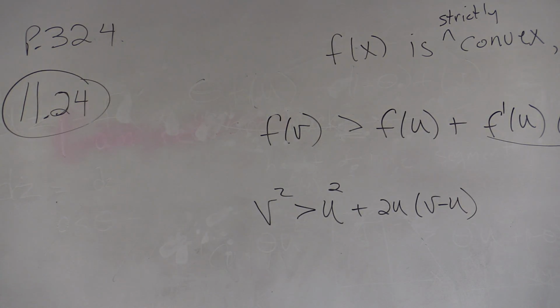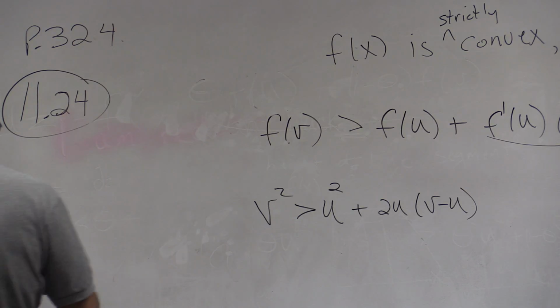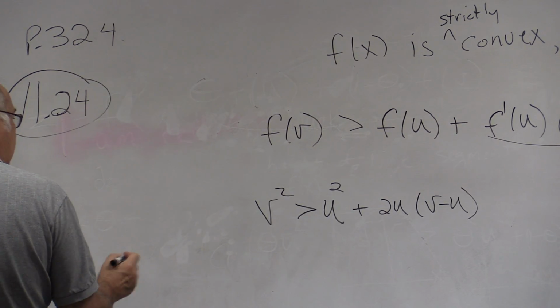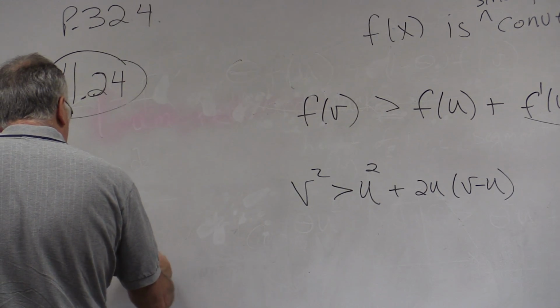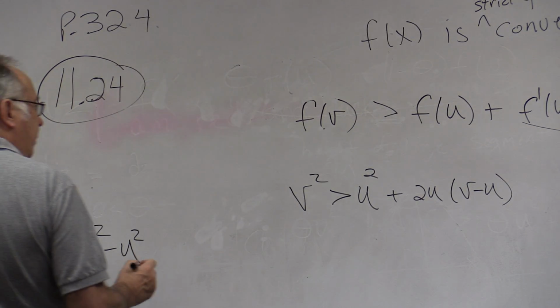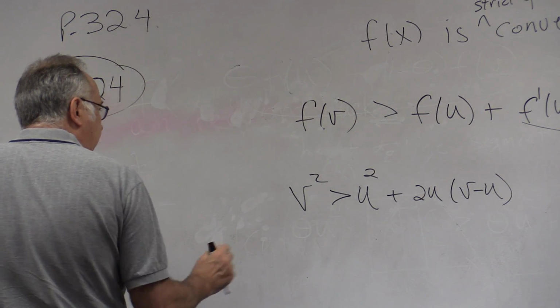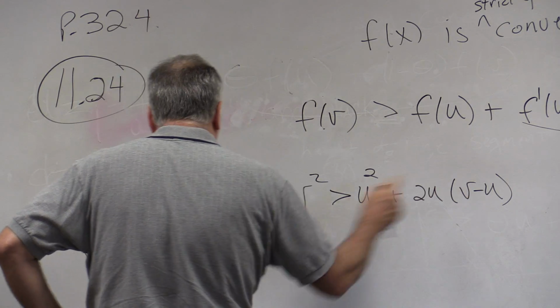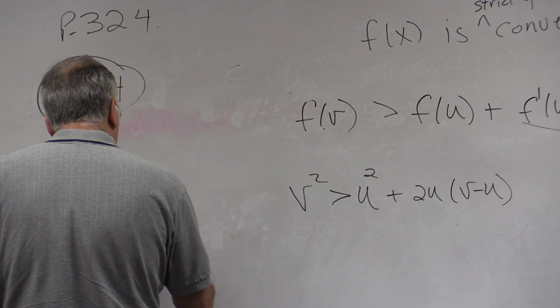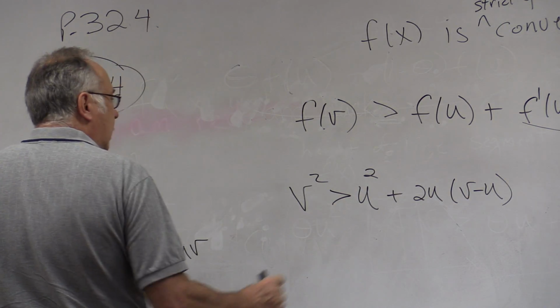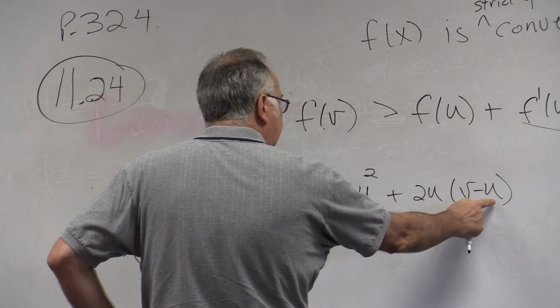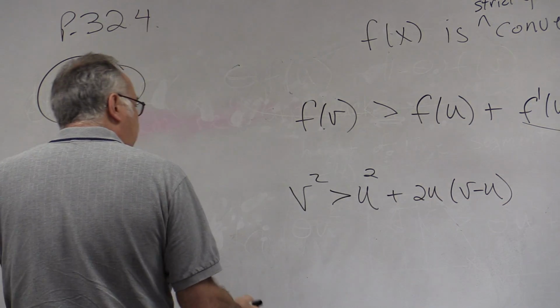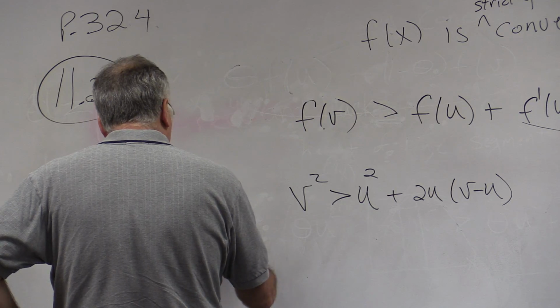Okay. Let's bring everything over to the left-hand side. So let's write this as v squared minus u squared minus 2uv. So we have a 2uv here. We bring it over, so it's a minus 2uv. And then notice we also have a minus 2u squared. So when we bring it over, it'll be a plus 2u squared, won't it?